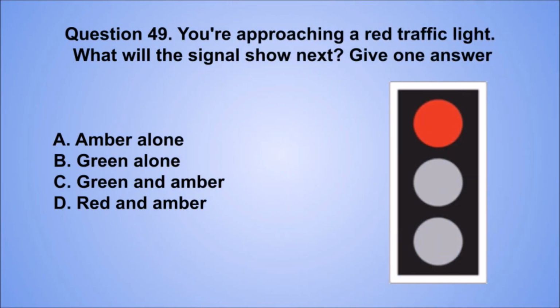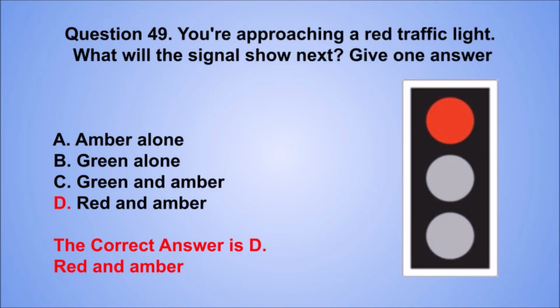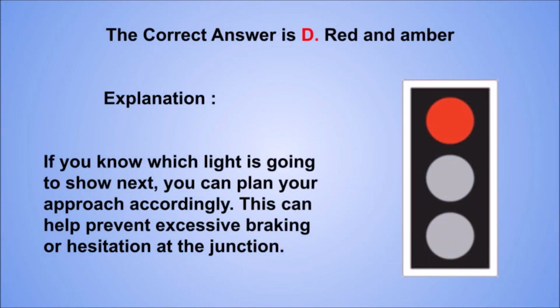Question 49. You're approaching a red traffic light. What will the signal show next? Give one answer. A. Amber alone. B. Green alone. C. Green and amber. D. Red and amber. The correct answer is D. Red and amber. Explanation. If you know which light is going to show next, you can plan your approach accordingly. This can help prevent excessive braking or hesitation at the junction.